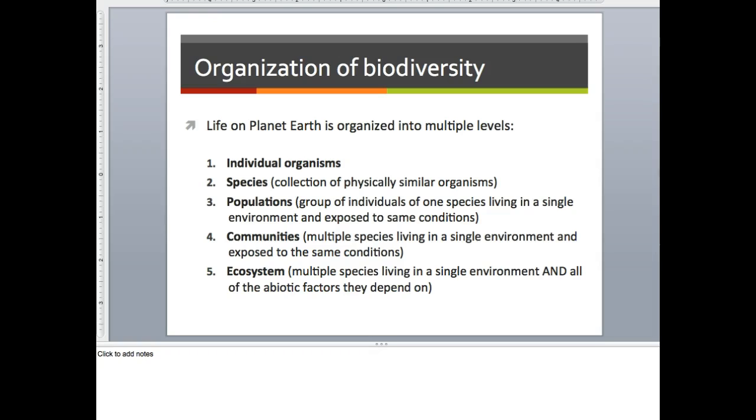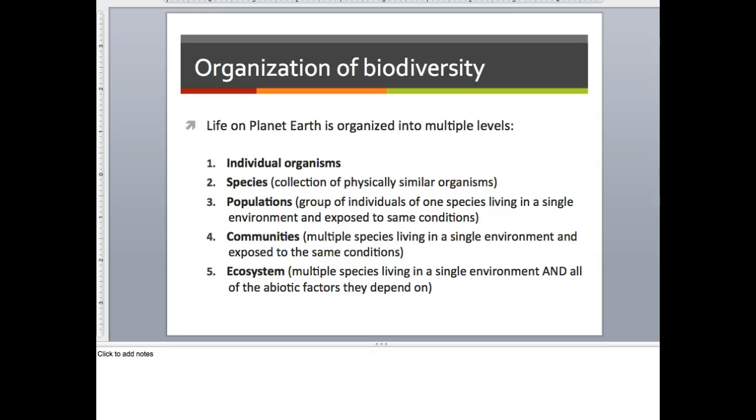Populations are generally a smaller organizational level than species. There are groups of individuals of a single species living in one environment and exposed to the same conditions. So we think of, for example, polar bears as being a circumpolar species. They exist in the northern reaches of countries all around the Arctic Circle. But we might have a population of bears that lives just in Alaska and never comes into contact with bears that live in eastern Canada. So we would call those two different populations.